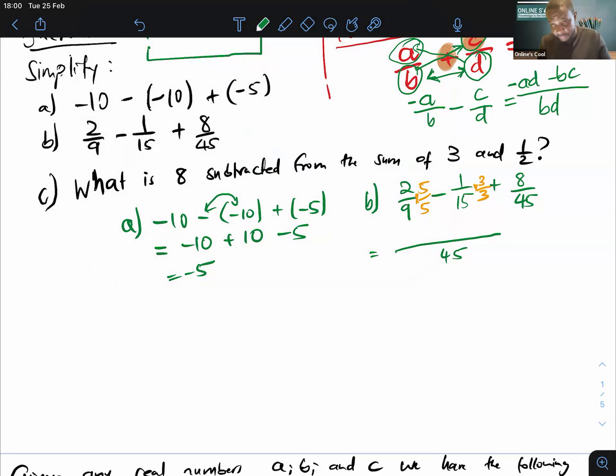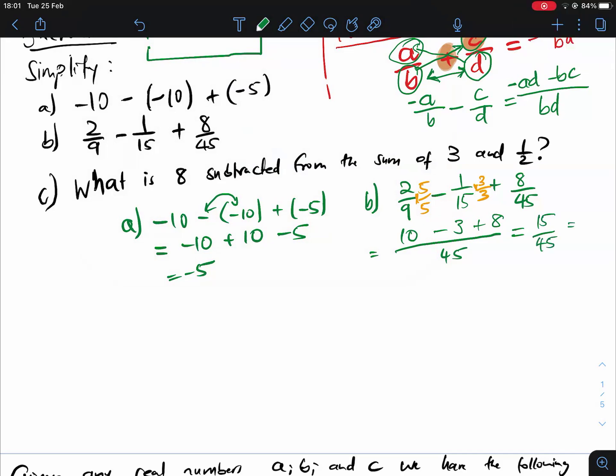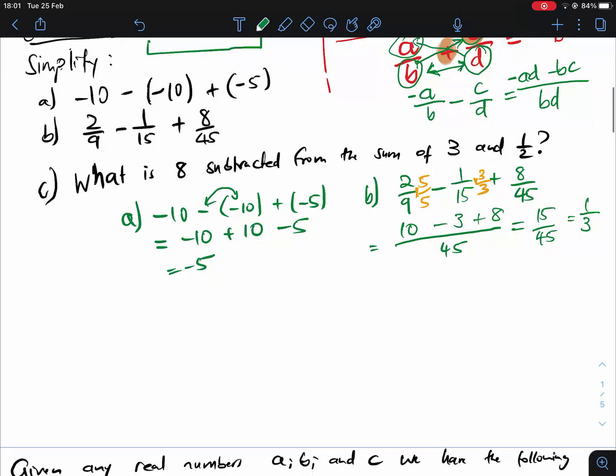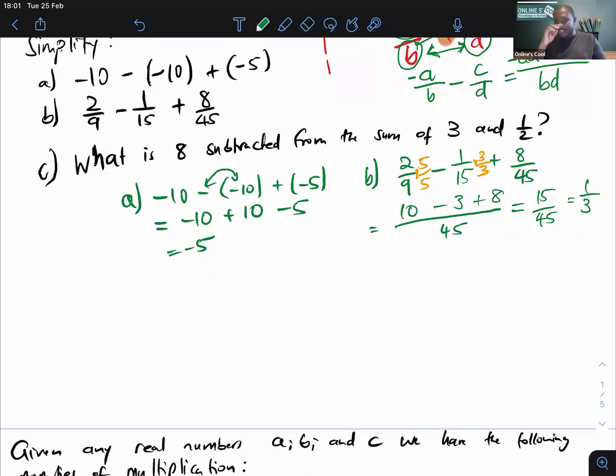Now I have the same denominator of 45. Here I've got 2 times 5, which is 10, minus 3 plus 8. And what is the answer to this? 15/45. And what is 15/45? 1/3. Yes, because 3 times 15 is 45. Correct.